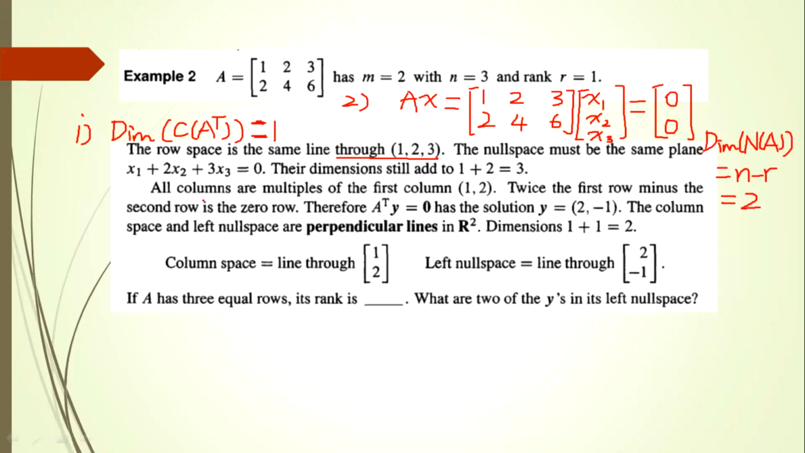Now let's check the column space. Column space, all the columns are multiples of the first column, 1, 2. So the column space dimension is also 1, equal to the rank. That is 1.